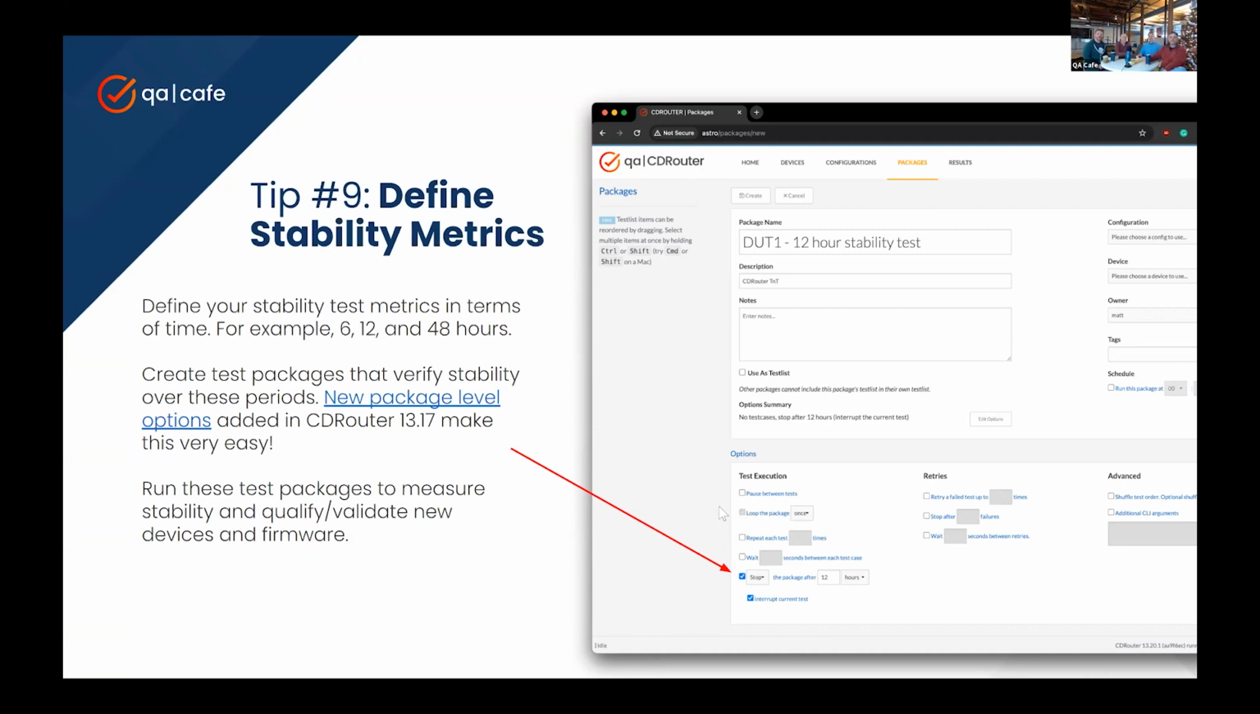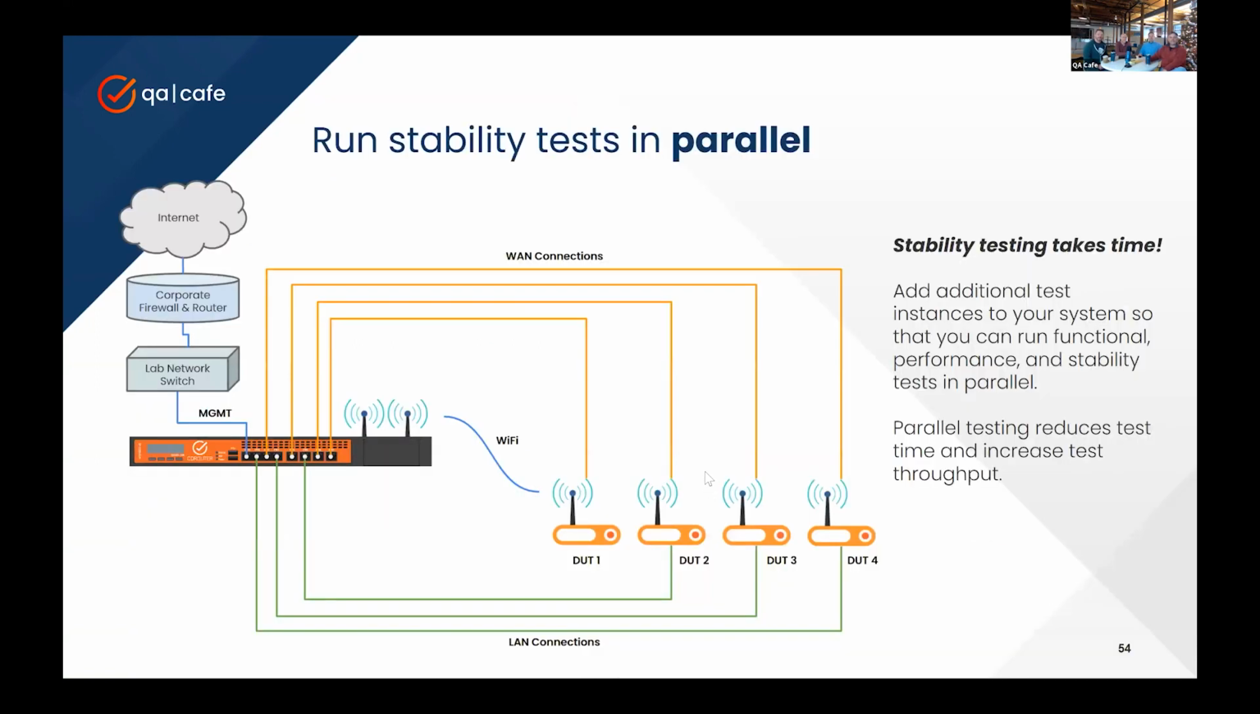All right. The last thing I'll mention about this is obviously stability testing takes a long time. The longer you run a stability test, the higher your confidence can be in that device's robustness and stability. So obviously, having the ability to run a stability test in parallel and not consume the entire system can be handy.